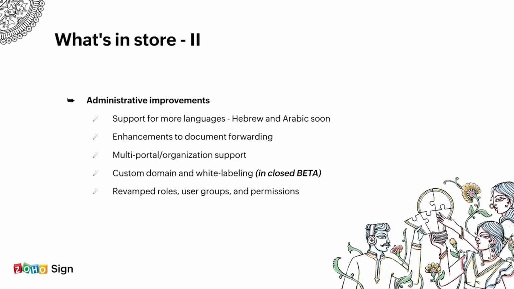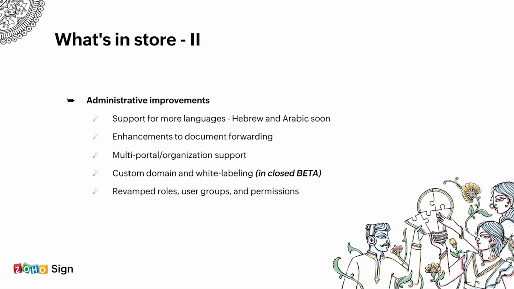that's coming very soon. In terms of administrative improvements, we are going to support more languages, but very soon we will be supporting Hebrew and Arabic with the whole right-to-left design in place across the UI, the user interface, and the communication as well. And we will be introducing some enhancements to being able to delegate documents, forward documents, and segment your data and access by introducing multiple portals where you could have the same email address be part of two separate Zoho Sign organizations and keep your data separate, keep your access separate, and operate in parallel.